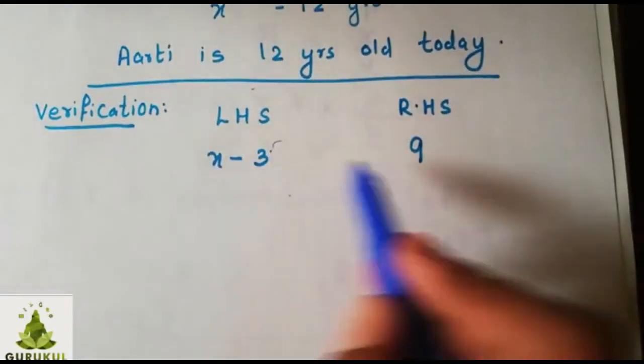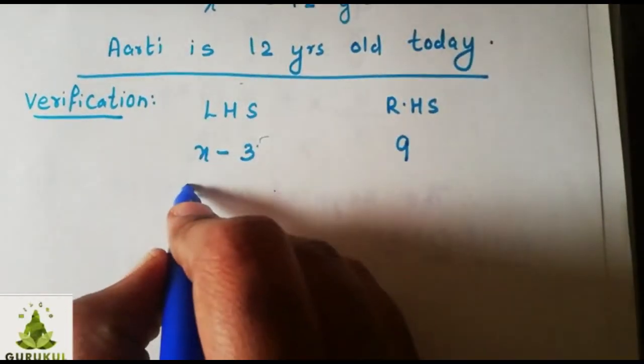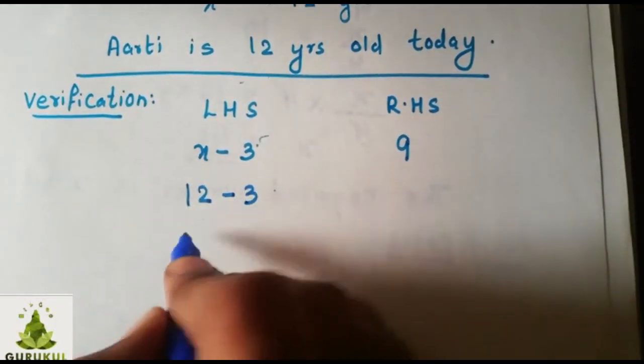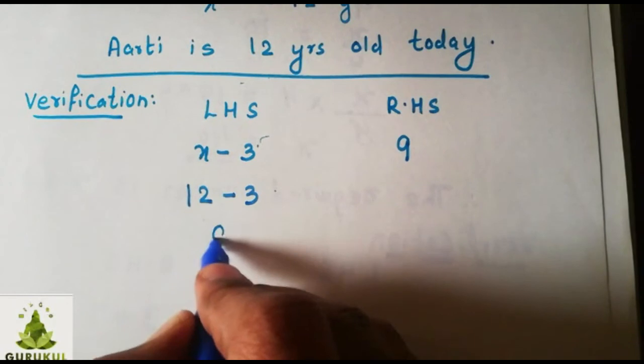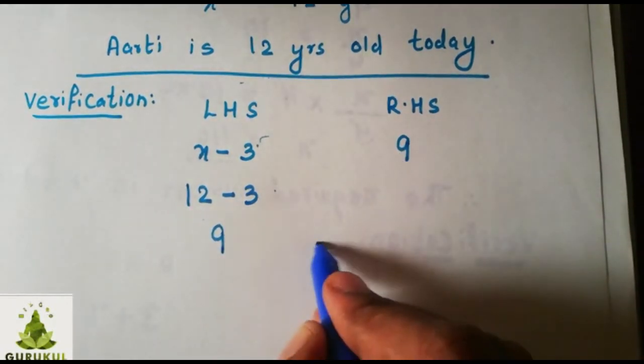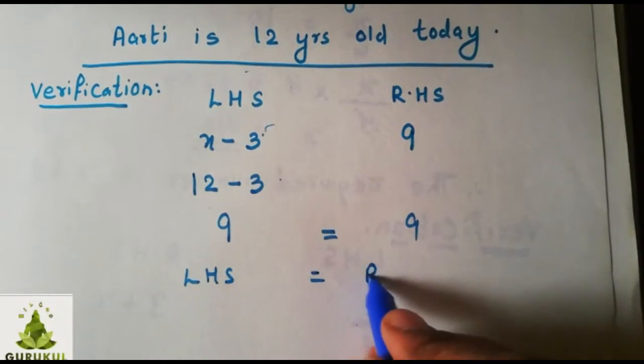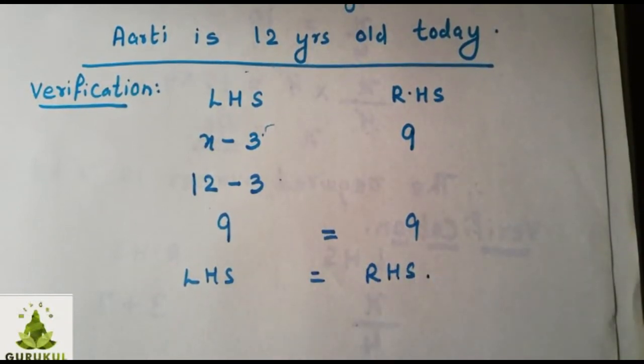So, we will take the LHS separately and the RHS separately, and we will check. In the place of x, we will put 12. 12 minus 3, what did I get? 12 minus 3 is 9. So, 9 is equal to 9. So, what we are getting: LHS is equal to RHS. This way we can cross-check our equation to see that the answer is correct.